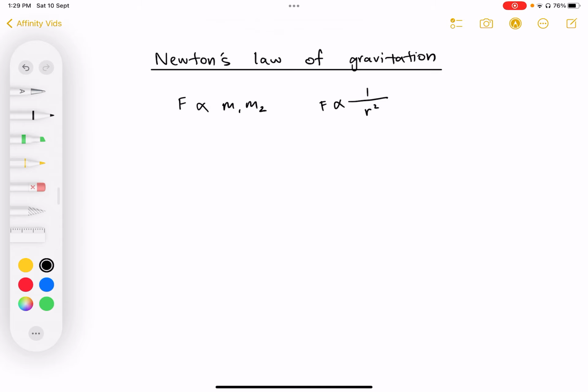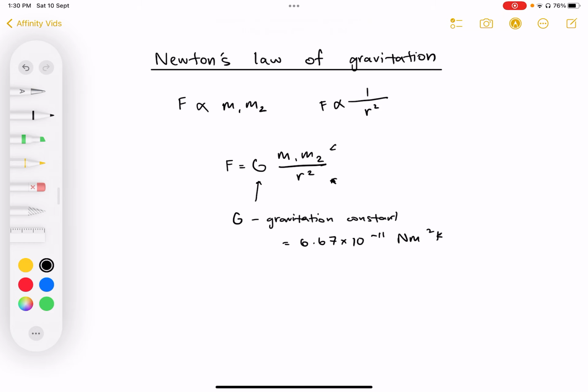So we're going to write it like this. If we want to have an equation that we can use, we're going to be using this equation. We know what these two are, but this is going to be a new thing, and this is basically G, which is our gravitational constant. And this gravitational constant is equal to 6.67 times 10 to the power of negative 11.